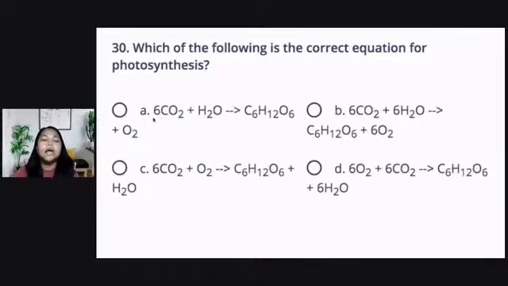Letter A, 6 molecules of carbon dioxide plus 1 molecule of water, giving you 1 molecule of glucose plus 1 molecule of oxygen gas. Letter B, 6 molecules of carbon dioxide with 6 molecules of water, giving us 1 molecule of glucose plus 6 molecules of oxygen gas. Letter C, 6 molecules of carbon dioxide plus 1 molecule of oxygen gas, giving you 1 molecule of glucose plus 1 molecule of water. Letter D, 6 oxygen gas, 6 carbon dioxide, giving us 1 glucose and 6 water. Okay, which one is the correct choice for number 30?